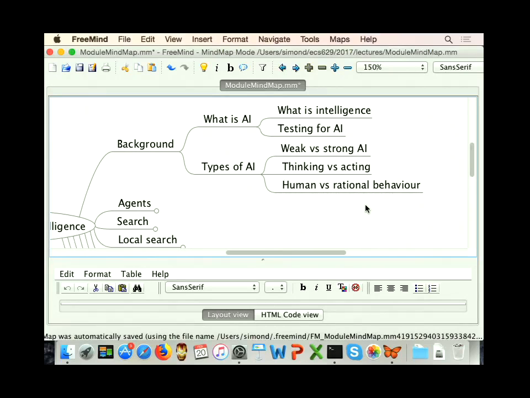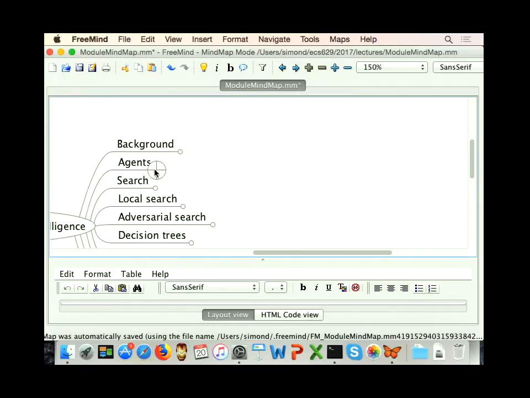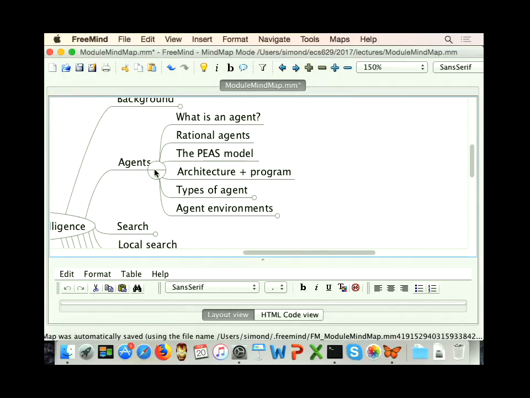So I think those were the main topics we looked at in the background section. There's not a lot to memorise for exams, but it's basic stuff you should at least be able to explain and have an understanding of, since we're doing AI. You should know what it is. But the second topic we looked at was agents.